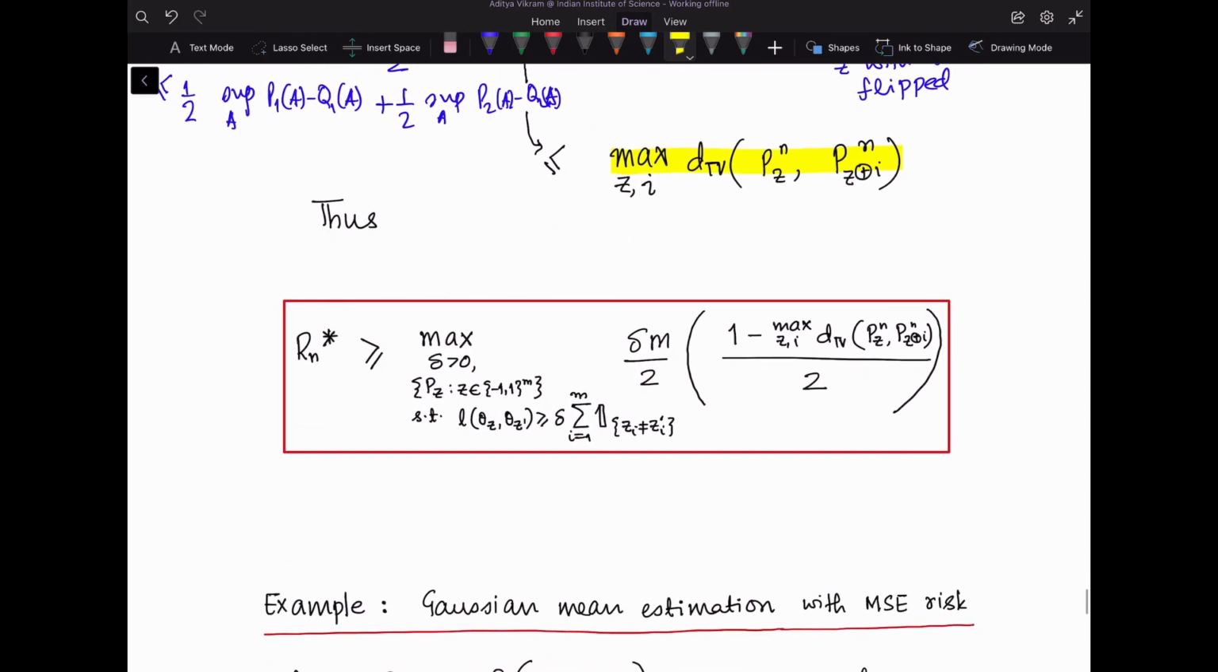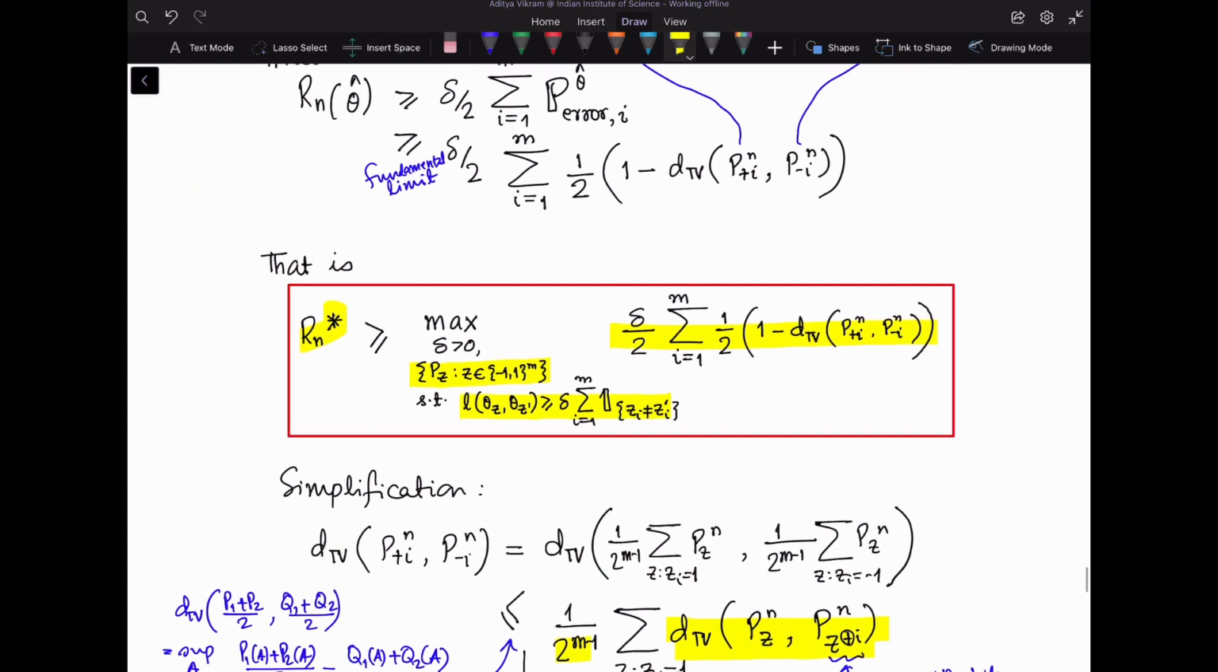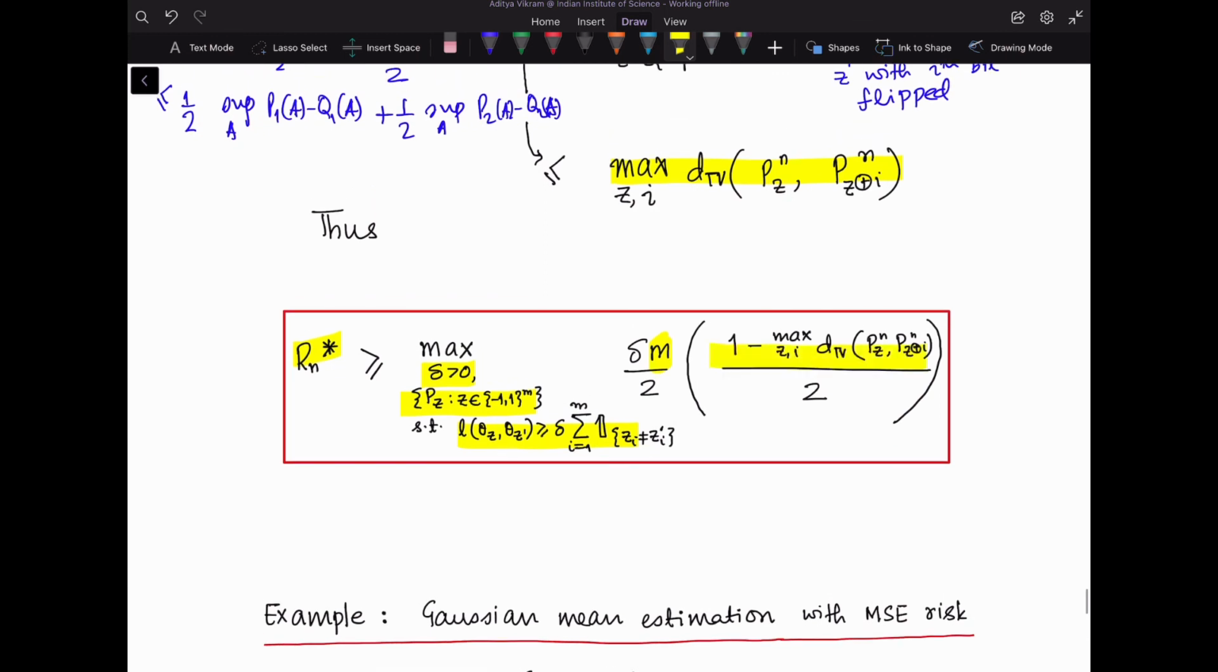If we substitute this simplified expression in the Assouad bound we obtained, we get the maximum over all delta, maximum over all families which satisfy this Hamming separation. Rn star is at least delta by 2 times m. This m results from the fact that you have summation i equals 1 to m, and each term has been lower bounded by the same number for all m quantities, which is this. Right, so we'll call this the Assouad lower bound.